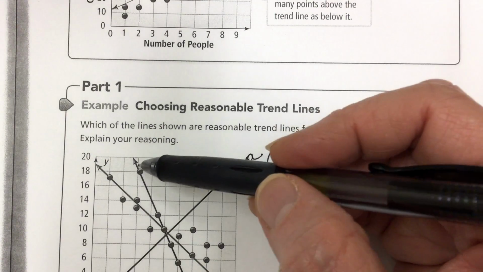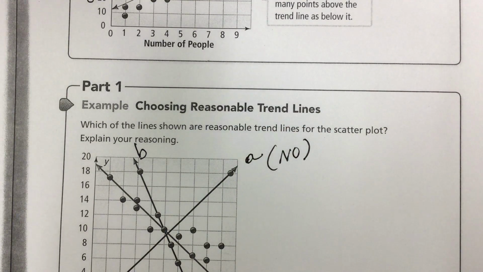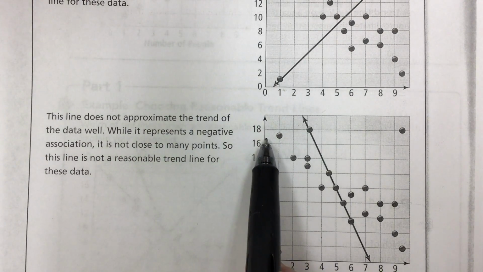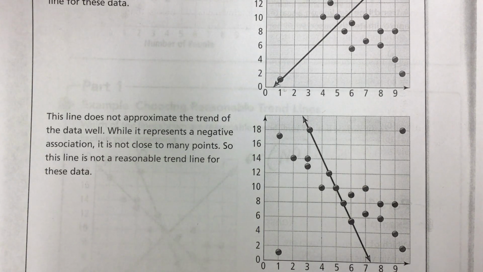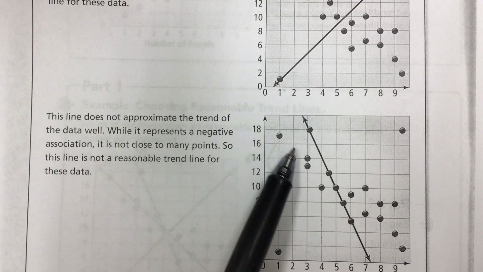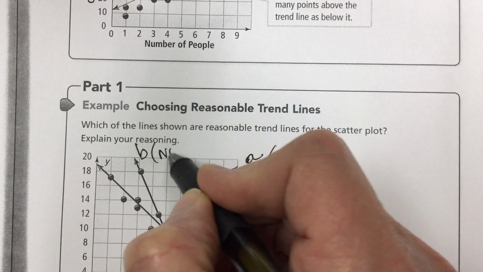All right, let's look at this line. I'm going to call it line B. Okay, so let's talk about line B. Line B does not go right through the scatter plot. There are not as many dots above it as below it, so this line does not approximate the trend of data well. While it represents a negative association, just as the scatter plot does, it is not close to many points. So this line is not a reasonable trend line for these data. So line B again is a no.